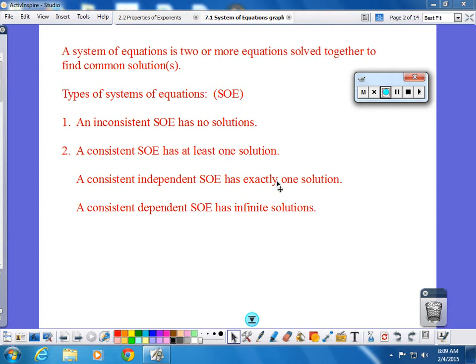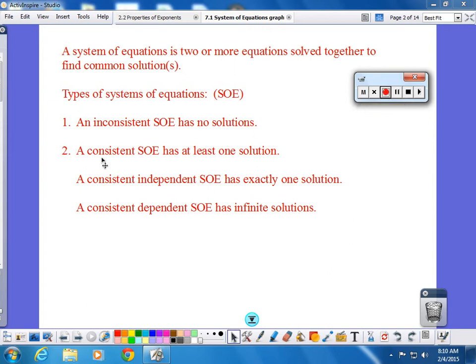If two lines have no solutions, that is an inconsistent system of equations. Okay. So if they share no solutions, that is an inconsistent system of equations. All right, draw that on your paper. Draw two lines that would share no solutions. All right, then these lines would be parallel to each other.